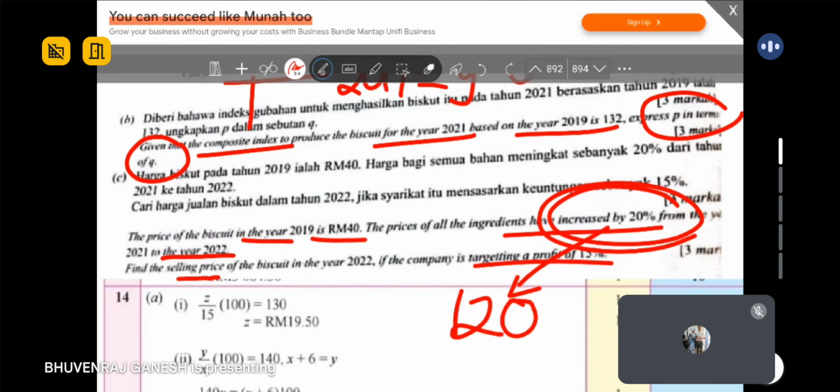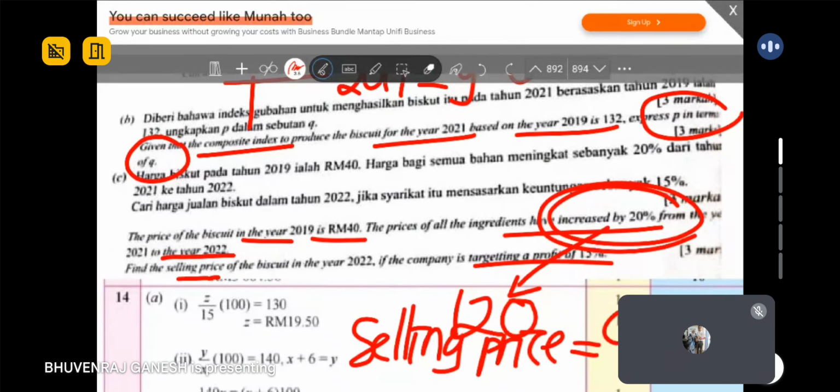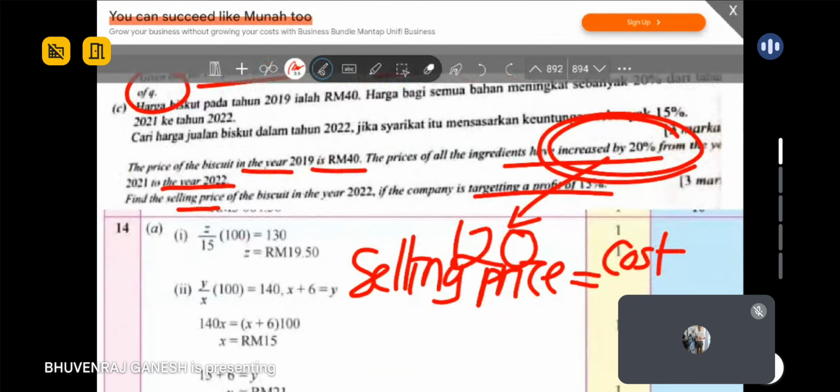Okay, so the concept is selling price equal to cost price plus profit. Yang ni kamu kena ingat guys. Okay, harga jual sama dengan harga cost tambah keuntungan. This is a basic concept. Okay, plus untung. Alright. So this is the thing you must keep in mind.